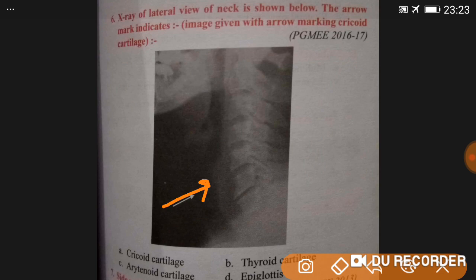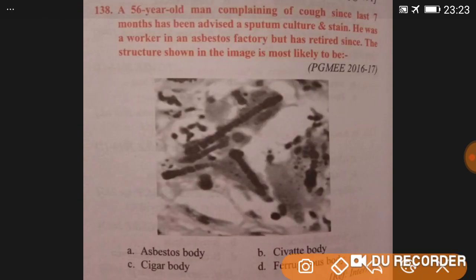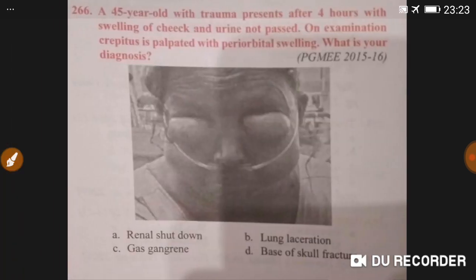Answer is cricoid cartilage. Now, a 56-year-old male complaining of cough since last 7 months has been advised a sputum culture and stain. He was working in an asbestos factory but has retired since. The structure shown in the image is most likely to be, see guys carefully, ferruginous body. Okay, ferruginous body.